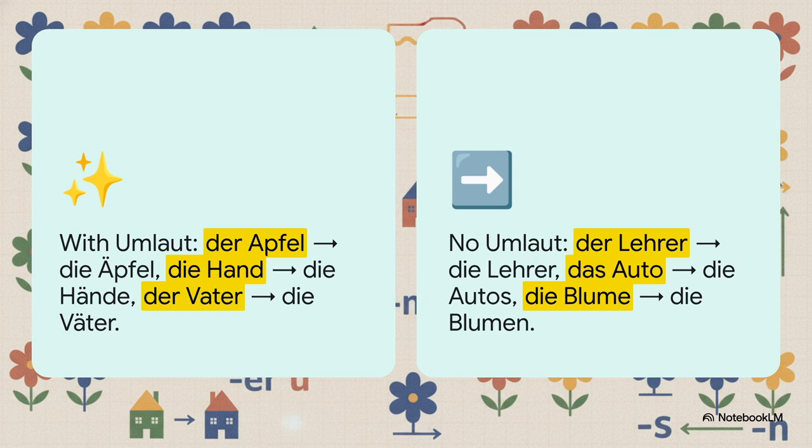So on the left, you've got words like Apfel or Vater. They get that umlaut power-up when they become plural. But on the right, you've got words that don't. The key takeaway here is pretty simple. When you learn a new noun, you also learn whether or not it gets an umlaut in the plural. It's part of its identity.